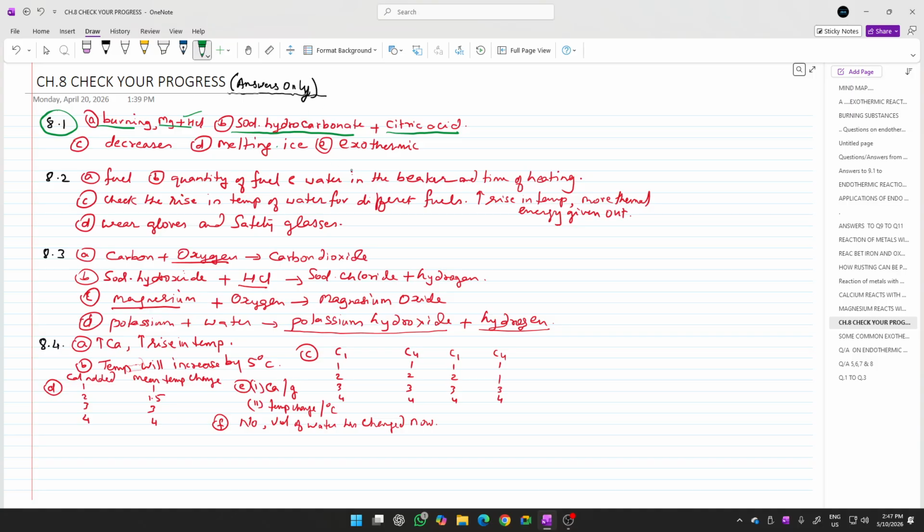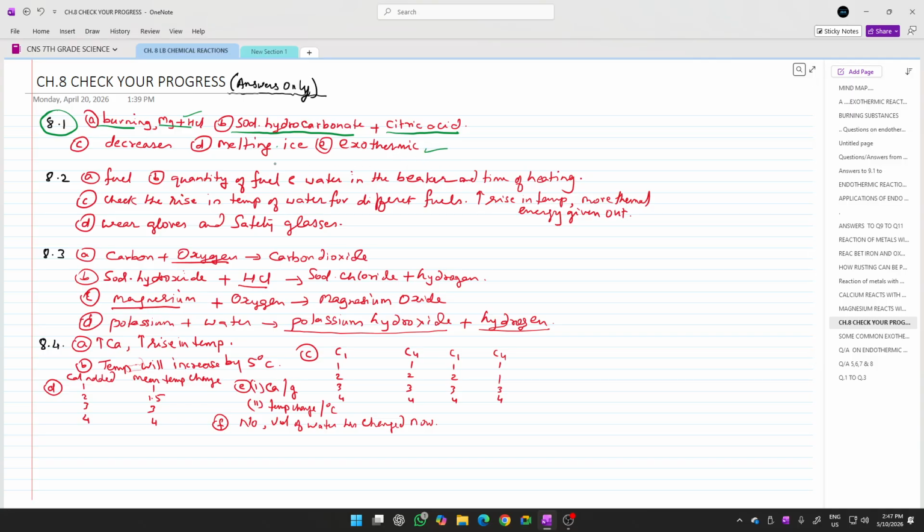And E is the type of reaction between calcium and water. Calcium and water react, and in this reaction the heat is given out, isn't it? So it is an exothermic reaction, right? So you have to write exothermic for this. So that was question number 8.1. For A, B, C, D, E, we have written the phrases.